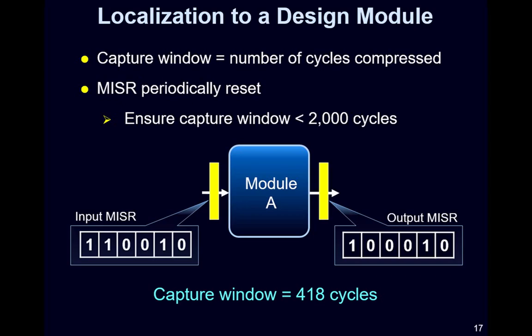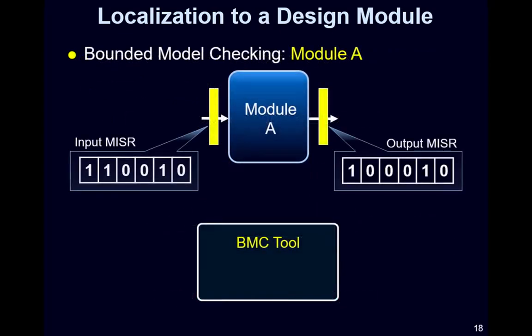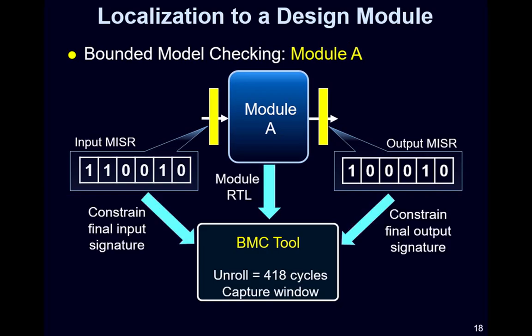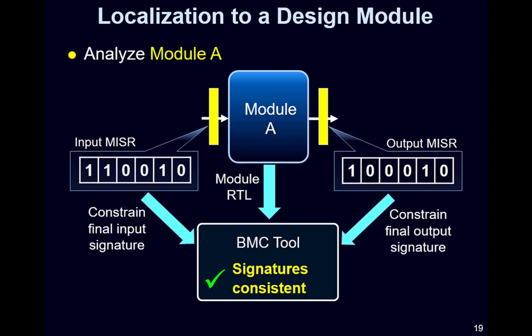This is important because we're going to use it as the unroll for the BMC analysis that we are going to perform. When we set up the BMC problem, we provide the BMC tool with the module RTL, the final input signature, the final output signature, and the capture window, the number of cycles to unroll to perform the analysis. Then we see if the BMC tool can satisfy the signatures over the capture window for the design, to see whether the signatures are consistent with the design. For Module A here, it seems like they are.